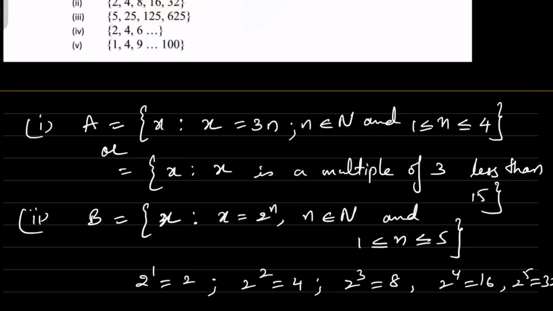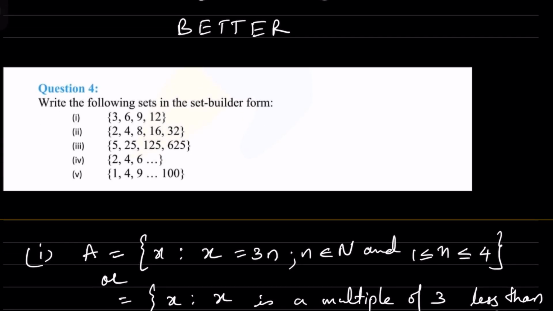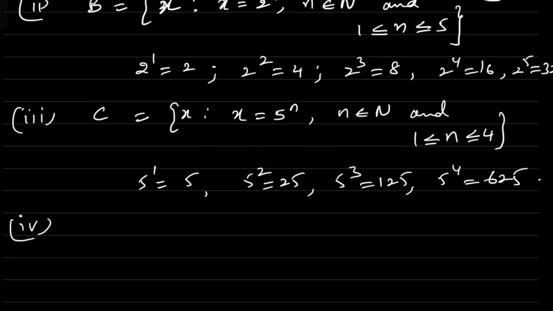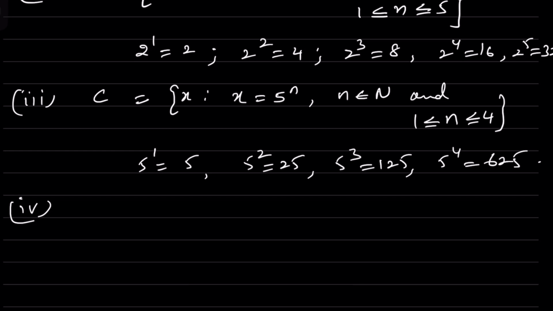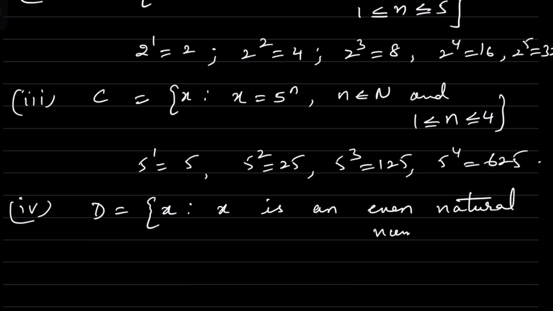Next, fourth one, 2, 4, 6 and so on. So these are all even natural numbers. So therefore you can write this as D, you can define the set as D. It is equal to x such that x belongs to, x is an even natural number. You can write even natural number, or you can also write it as x is equal to 2n, where n belongs to the set of natural numbers.